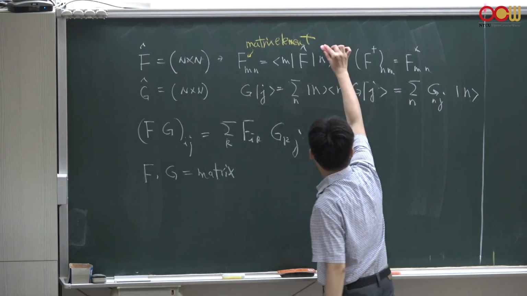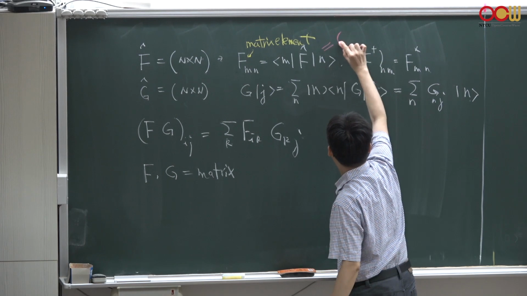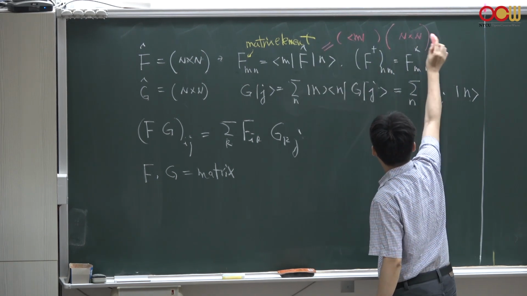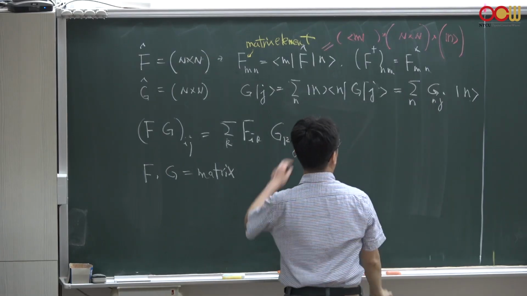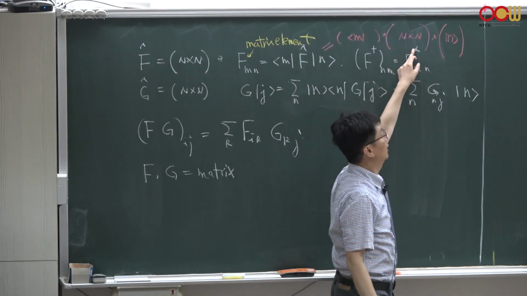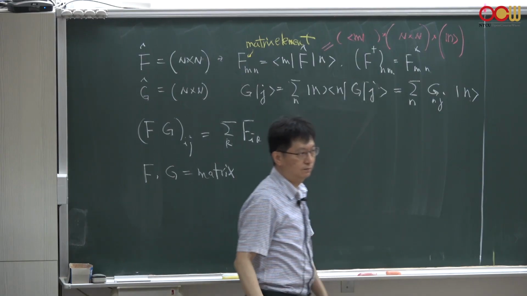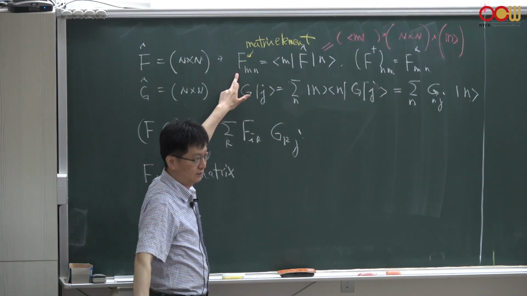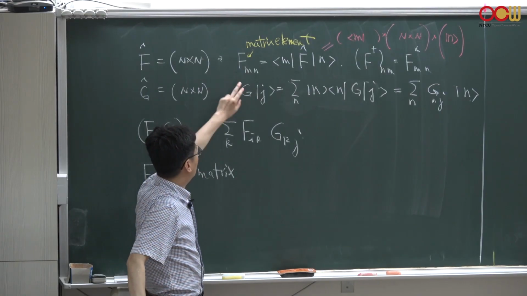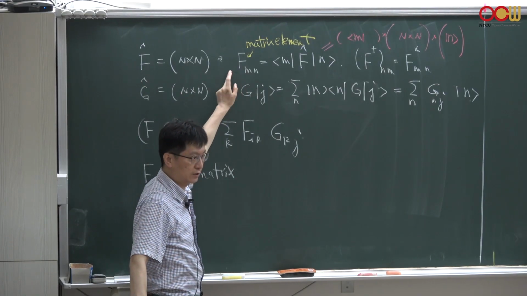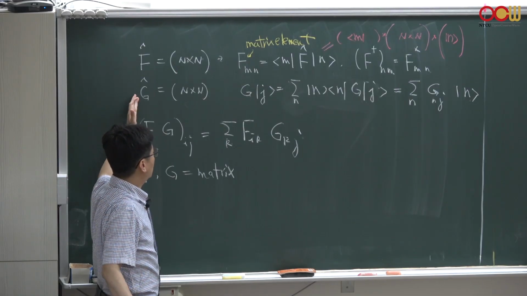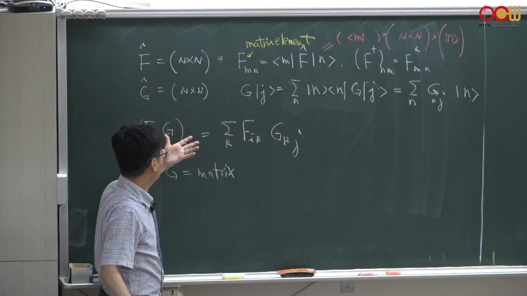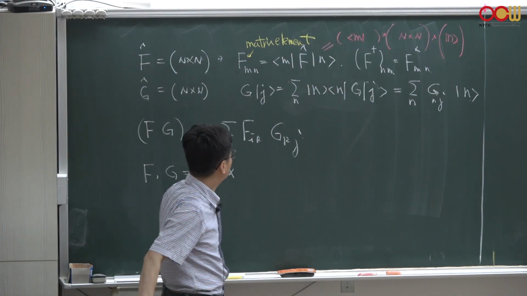Remember, this is a row matrix, an n by n matrix, and a column matrix. So it's 1 by n times n by n times n by 1, which is a 1 by 1, a number, which is what we defined as the matrix elements. And you can construct this matrix F based on the matrix elements. Likewise, capital G is another quantum mechanical operator which can be represented by a matrix of n by n size.